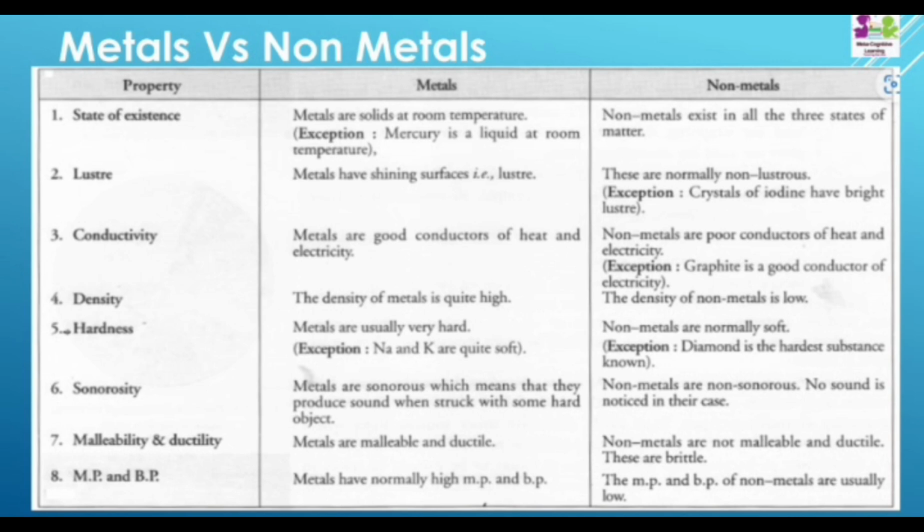And with respect to the melting point and the boiling point, because of that hardness, metals basically have a high melting and boiling point, and non-metals do not have such high melting and boiling points. So these are the categories of metals and non-metals based on their physical properties.